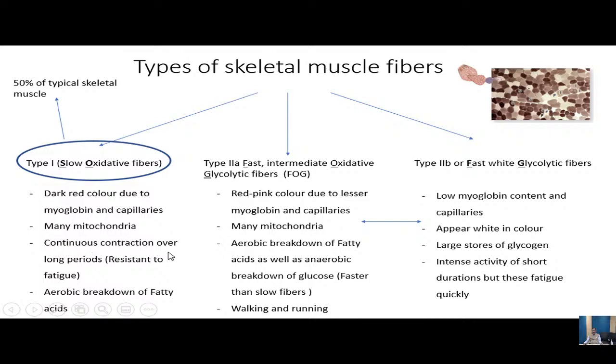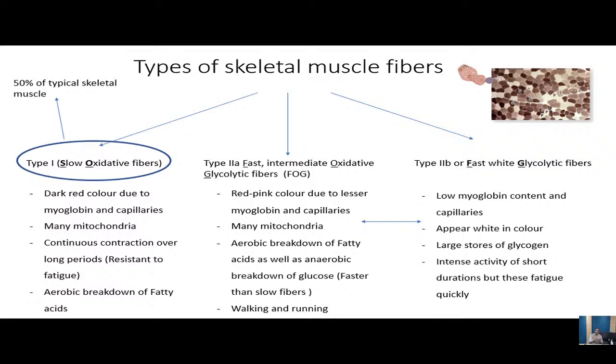They can continuously contract over long periods. They are resistant to fatigue, and they break down fatty acids by an aerobic mechanism. Now, in short, these type 1 fibers are also called SO fibers. SO fibers means they contract slowly. The myosin ATPase, which is present at the head of the myosin filaments, breaks down ATP very slowly. So the muscle contracts very slowly, but it can contract for long periods of time.